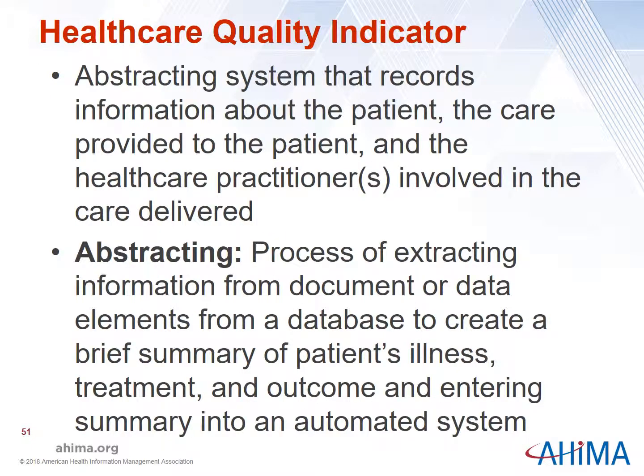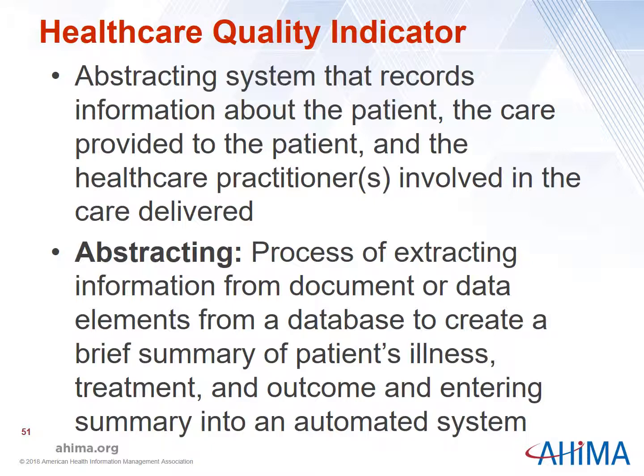The Healthcare Quality Indicator System is an abstracting system that records information about the patient, the care provided to the patient, and the healthcare practitioners involved in the care delivered. Abstracting is the process of extracting information from a document or data elements from a database to create a brief summary of a patient's illness, treatment, and outcome, and entering the summary into an automated system.